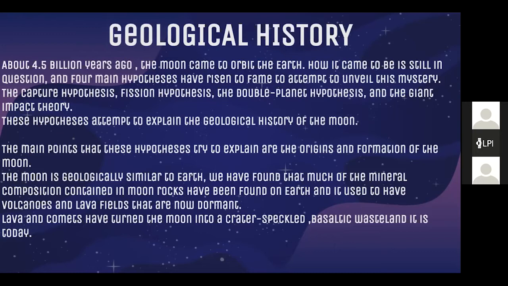So we're trying to explain the origins, and what helps is that the moon is geologically similar to Earth. We've found moon rocks with mineral compositions like those we found on Earth too, and it used to have active volcanoes and lava fields, which means it might have had active tectonic plates, but now it's just a wasteland today. So that's where we're at.